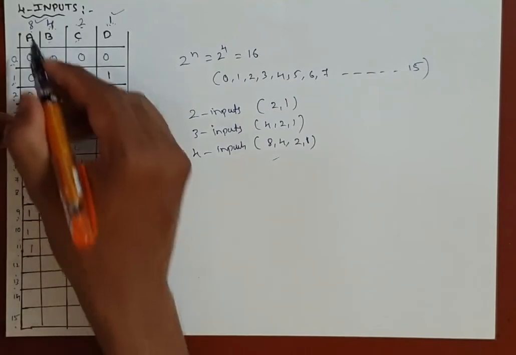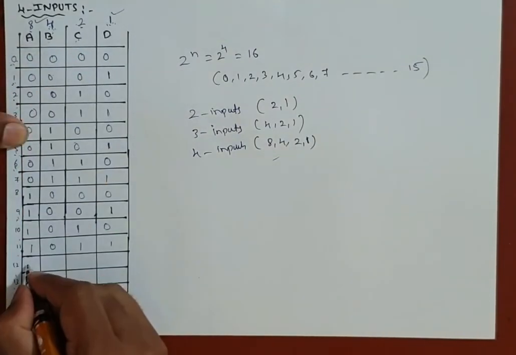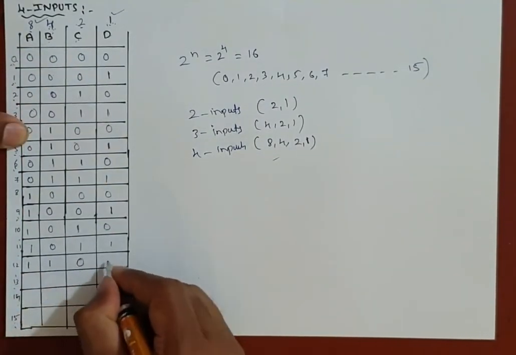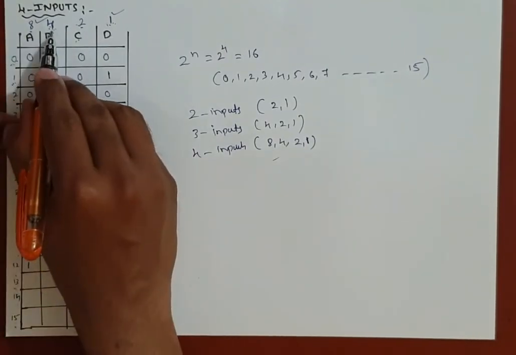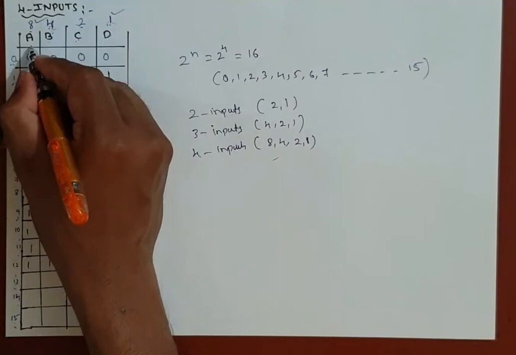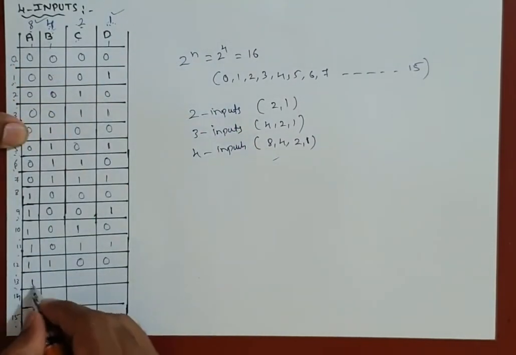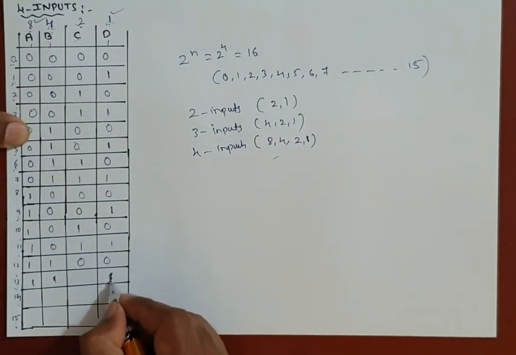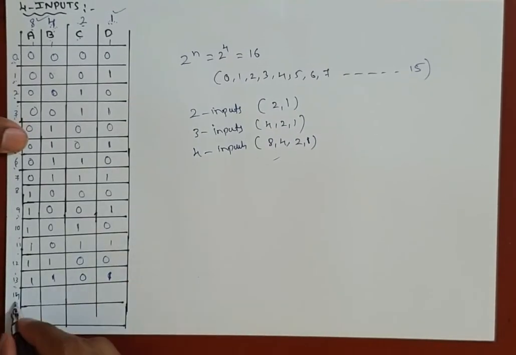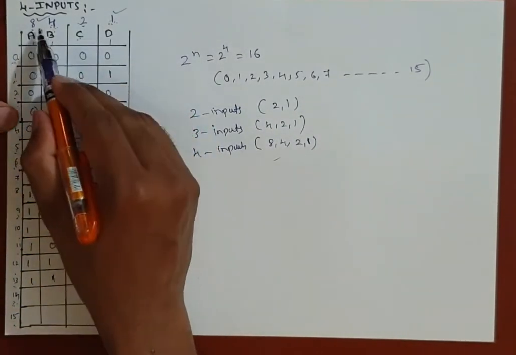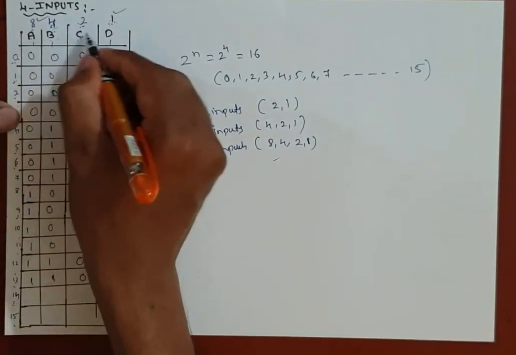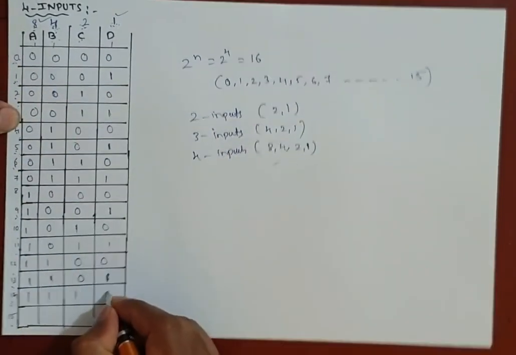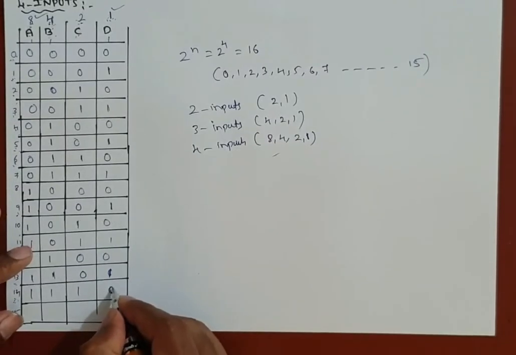Next 12. 8 plus 4 is 12. Because of that reason, place 1 in both the columns, and the remaining entries are 0. Next we require 13. 8 plus 4 is 12, 12 plus 1 is 13. I have to make use of A, B, and D columns. 1, 1, and 1, and the remaining entries are 0. Next we require 14. 8 plus 4 is 12, 12 plus 2 is 14. I have to make use of A, B, C columns. 1, 1, 1, and the remaining entries are 0.